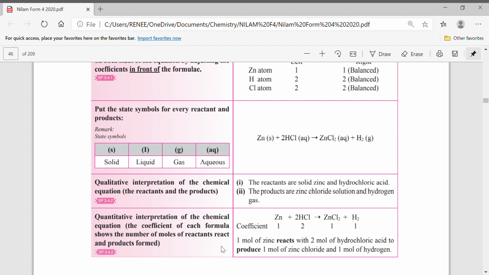In quantitative, we can look at their coefficient. If there is no number in front of the substance, the mean is 1. 1 means 1 mole. If there is coefficient in front of the substance, that number brings the meaning of the number of moles of that substance in the equation. To interpret this equation, we can say that 1 mole of zinc reacts with 2 mole of hydrochloric acid to produce 1 mole of zinc chloride and 1 mole of hydrogen.